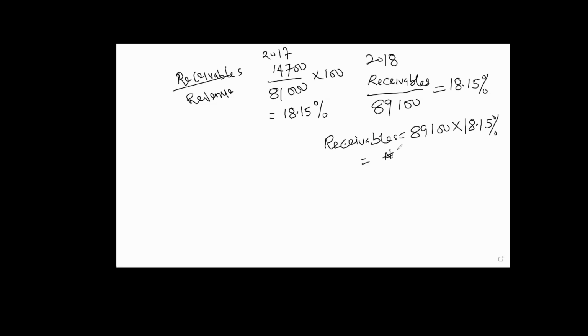1,617. It can't be 1,000. Oh, 16,000, sorry, I did not divide by 100. 16,172. Thank you. So please note, receivables is going to your balance sheet. So you are going to keep this working.